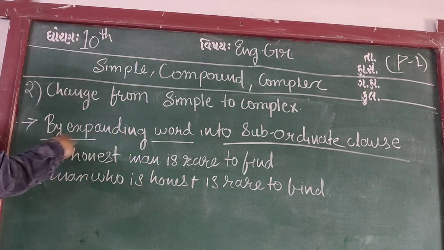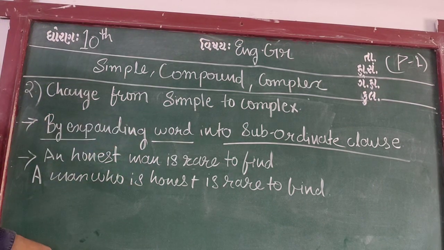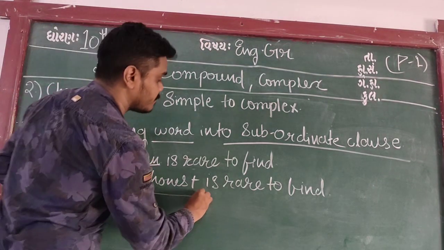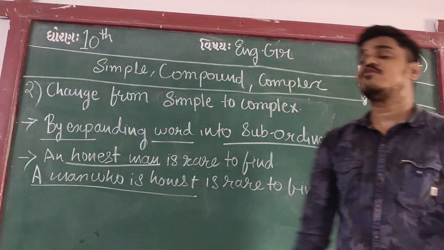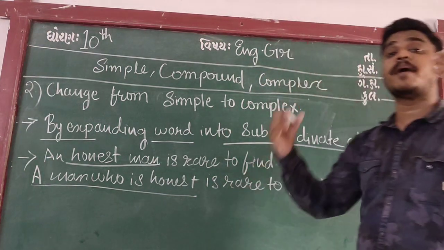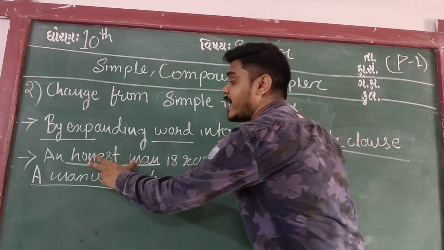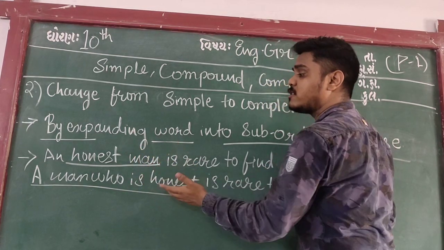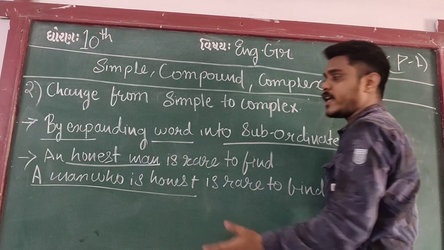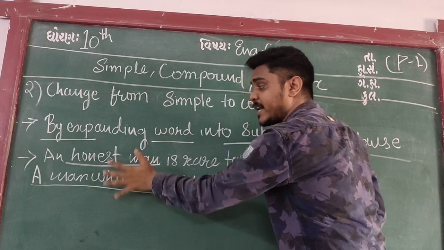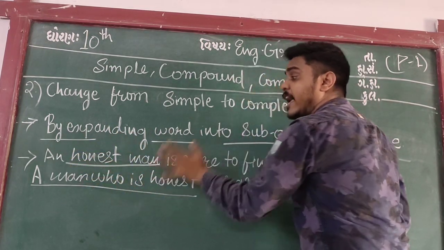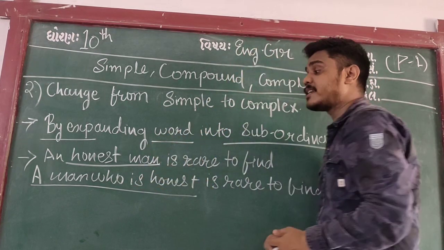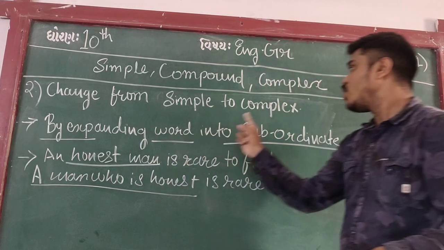Here also we have expanded a word into a subordinate clause directly. An honest man, a man who is honest. And here I am going to tell you that a subordinate clause means a dependent clause. Here the sentence has been introduced in a different kind of manner. The word is expanded into a subordinate clause, a clause which is independent. This is called simple to complex.